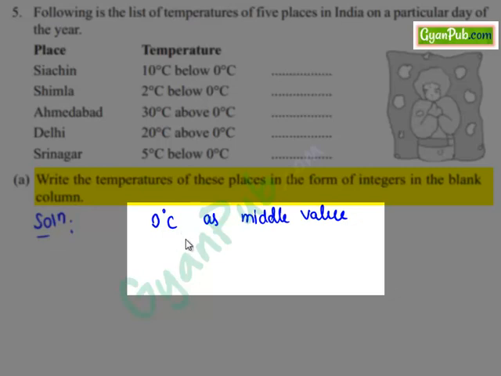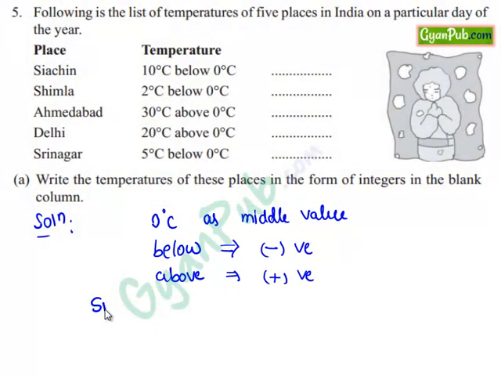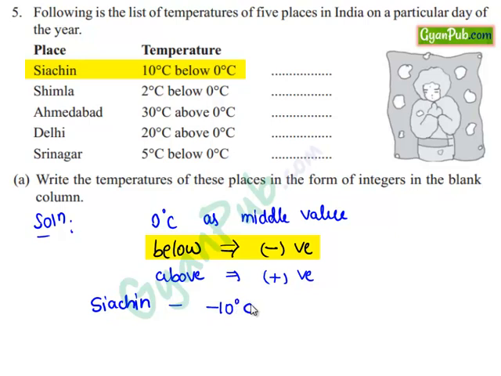Below this 0 degrees temperature, values are in negative values. And above this 0 degrees centigrade temperature are positive values. First, write the place Siachen, and Siachen has 10 degrees centigrade below 0 degrees centigrade. We know that below 0 degree temperatures are negative values. So, Siachen has minus 10 degrees centigrade temperature.